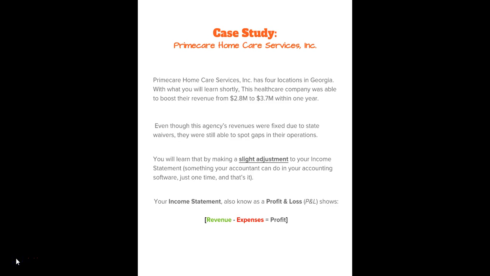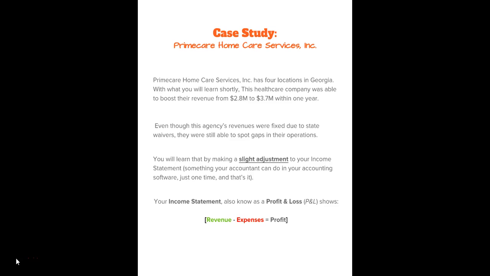With our case study, we have Prime Care Home Care Services Incorporated. This company has 4 locations in Georgia. With what you will learn shortly, this healthcare company was able to boost their revenue from $2.8 million to $3.7 million within 1 year. Even though this agency's revenues were fixed due to state waivers, they were still able to spot gaps in their operations. You will learn that by making a slight adjustment to your income statement, something your accountant can do in your accounting software just one time, and that's it.